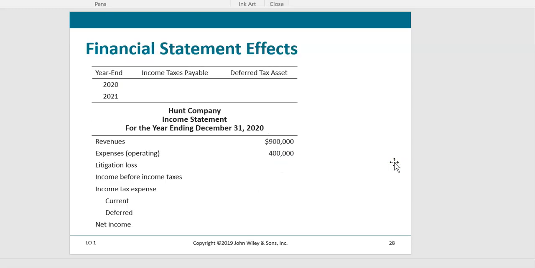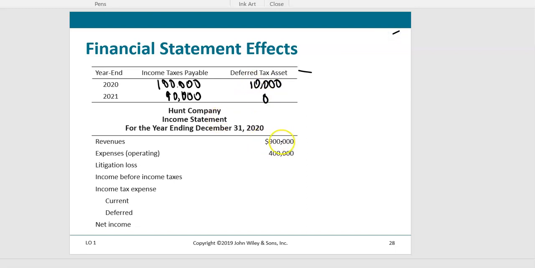What would the financial statements look like? Income taxes payable in 2020, this is the amount that we owe to the government, 100,000 in year 2020, 90,000 in year 2021. We have a deferred tax asset of 10,000 in year 2020 and 0 at the end of 2021. It's fully reversed out.